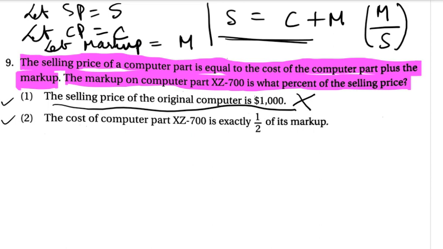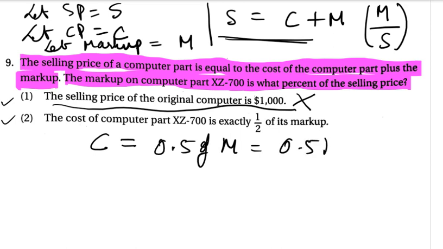Now in statement 2, it tells us that C is equal to 0.5 of the markup. That is, the cost is actually 0.5 of M, or 0.5 M, right?